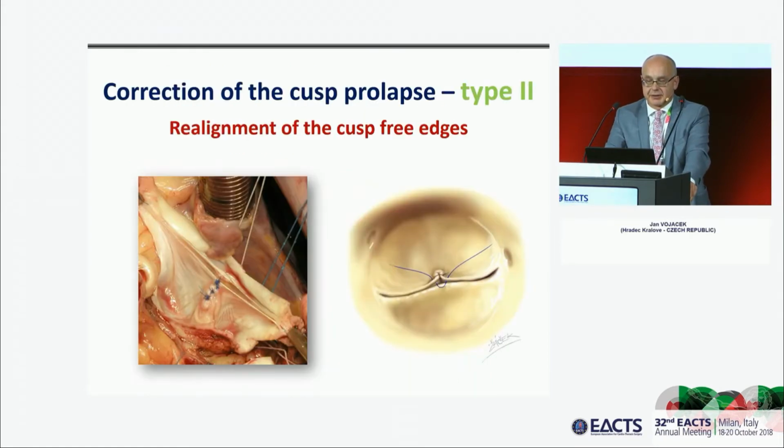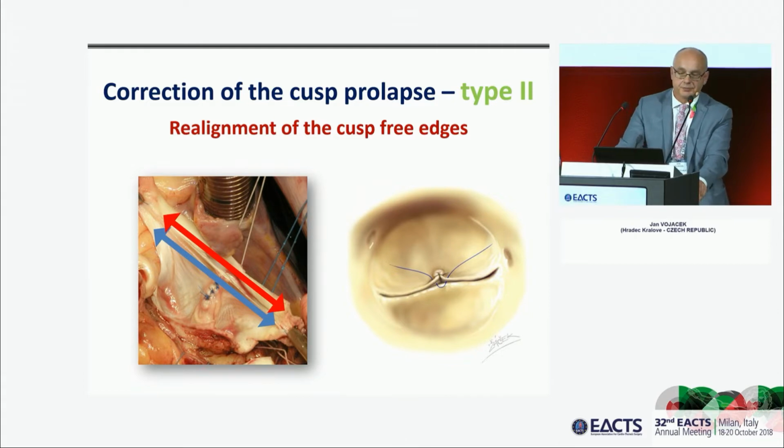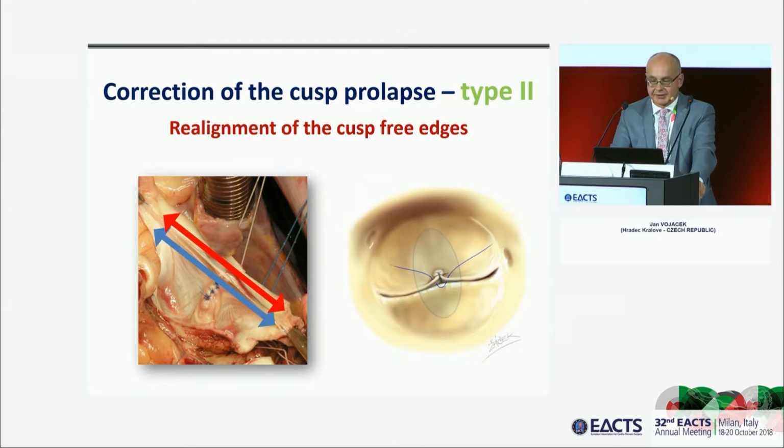So let's start with type 2, correction of the cusp prolapse. As I said, in case of bicuspid aortic valve, there is always some kind of prolapse of the fused leaflet, which must be corrected. As you can see on this picture, this is a bicuspid aortic valve. Sinus of Valsalva were already resected, and the fused leaflet, which is always longer, was plicated by these central plication stitches. So basically we have a simple situation in case of bicuspid aortic valve, because both free edges of the leaflets must be of equal, identical size.